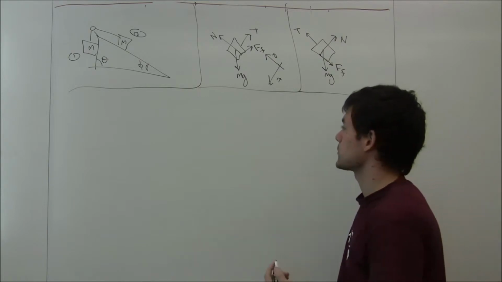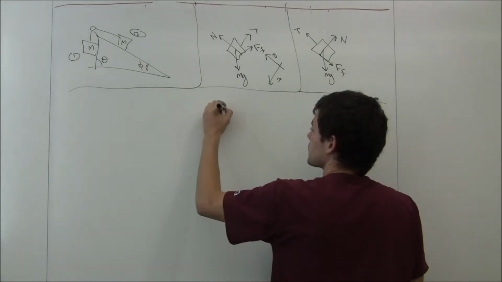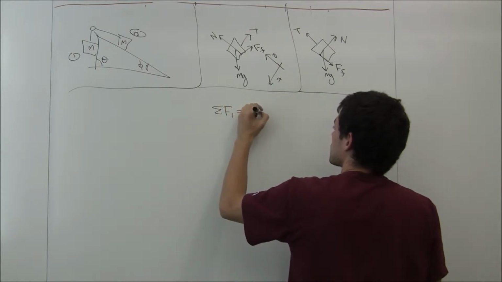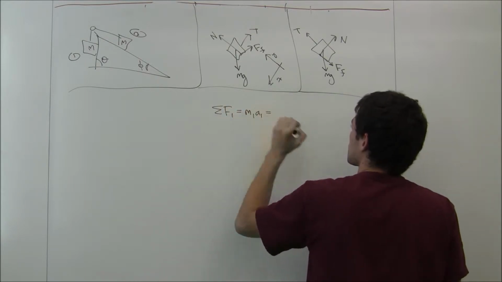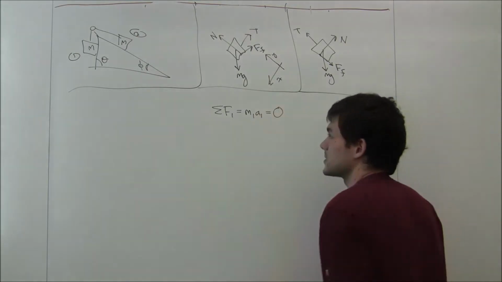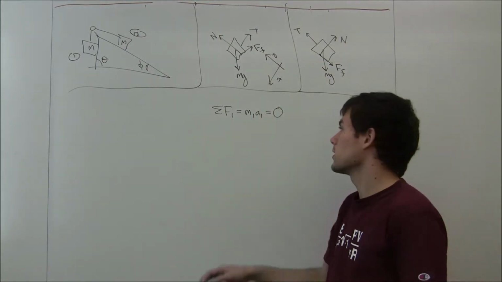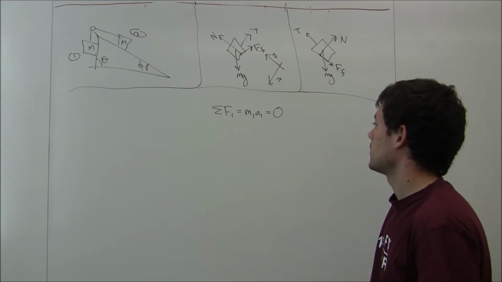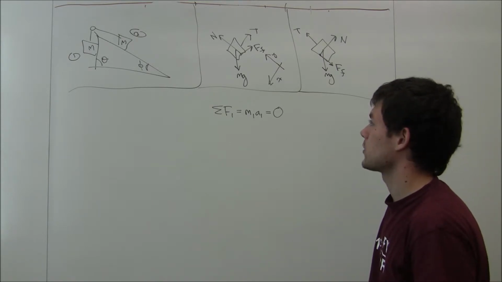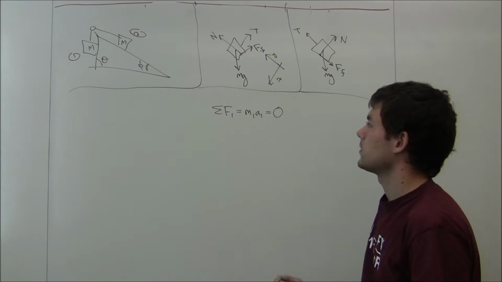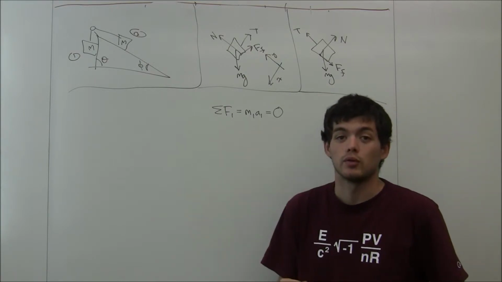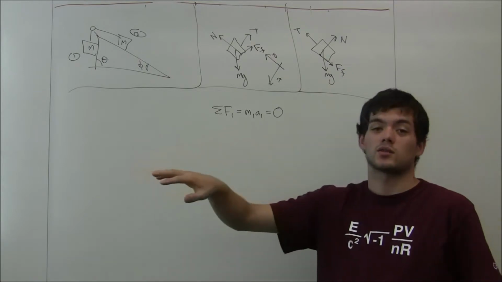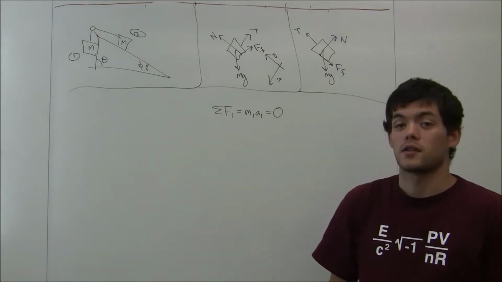So now we're going to do a sum of the forces for each block. First, for block 1, we get m1 times a1 equals, and it's going to be 0 because we're looking for what the coefficient of static friction is going to be if the blocks do not move. So the minimum coefficient of static friction so that the blocks will not slide up or down the track.